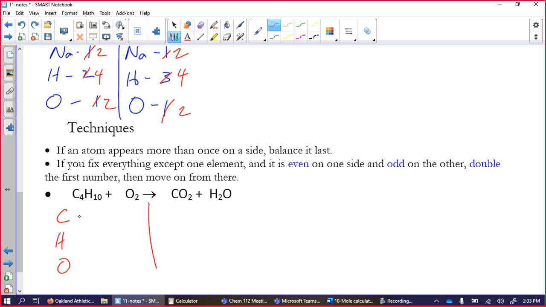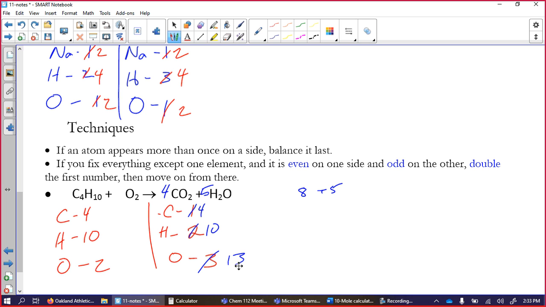CHO, after I do this one, I'll be done. 4, 10, 2, CHO, 1, 2, 3. So if I was to balance this, 4 makes that 4. I'm going to count the oxygen in a minute. 10, so 5 makes that 10. 2 4s are 8, plus 5 is 13. Well, 2 and 13 don't really jive.